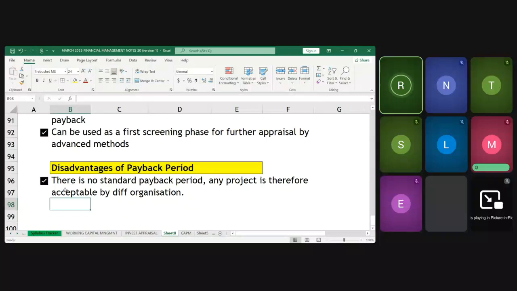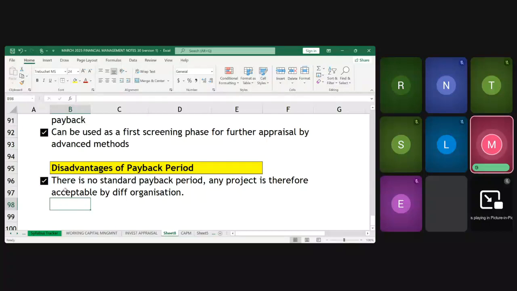Any project becomes acceptable to different organizations because we do not have a standard to say if it's above 5 years, it's a risk to every company, it's a risk to everyone across the globe. We do not have that. So that is the disadvantage. Yes, my friend Melinda.